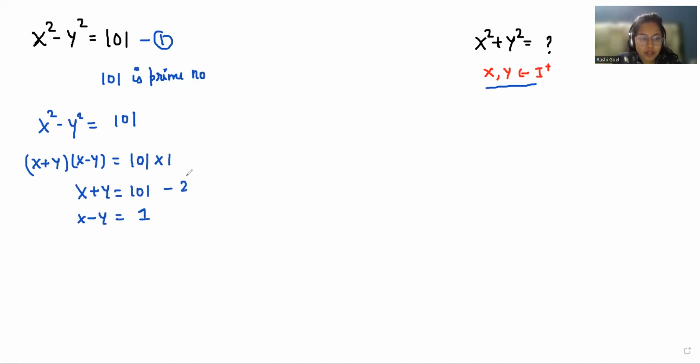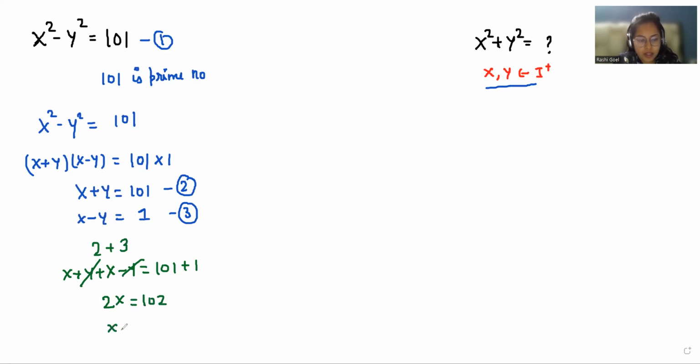So now I'm considering this as equation number 2 and this as equation number 3. With the help of equations 2 and 3, I'm going to add these two equations. So x plus y plus x minus y is equal to 101 plus 1. We can eliminate the positive and negative y. So 2x is equal to 102 and x is equal to 51.